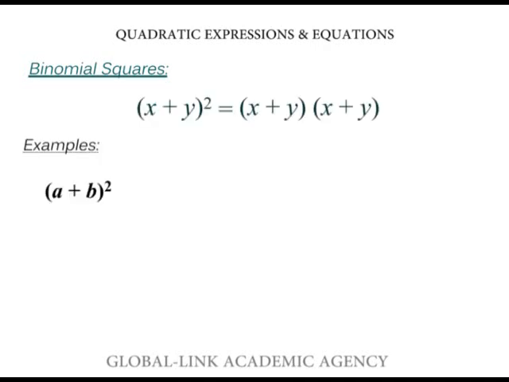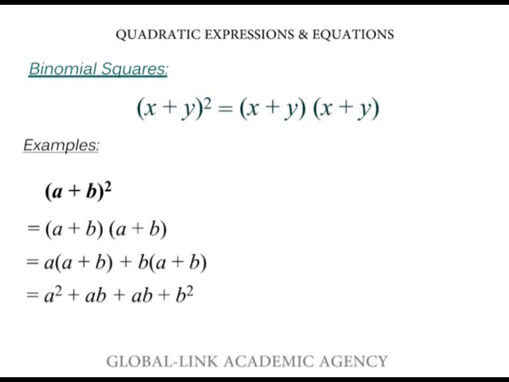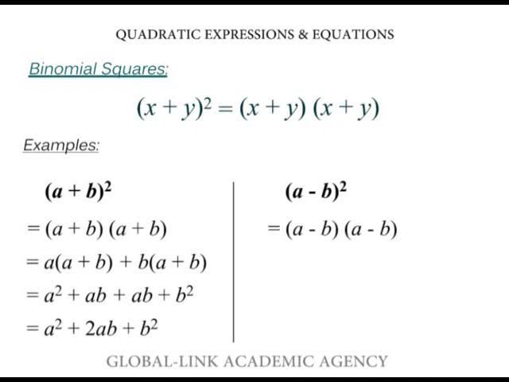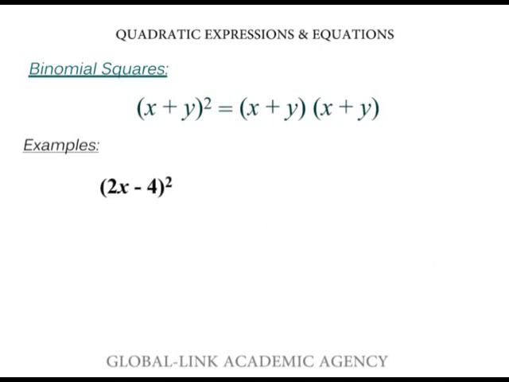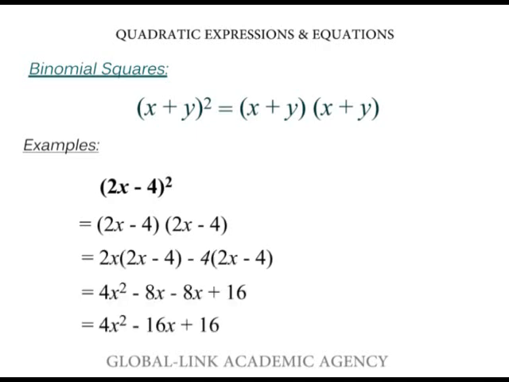Examples: (a + b)² is equal to (a + b)(a + b), which is equal to a(a + b) + b(a + b), which gives us a² + 2ab + b². (a − b)² is equal to (a − b)(a − b), giving us a² − 2ab + b². (2x − 4)² is equal to (2x − 4)(2x − 4), giving us 4x² − 16x + 16.